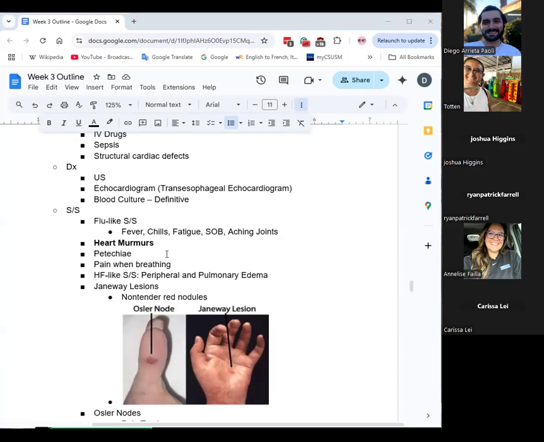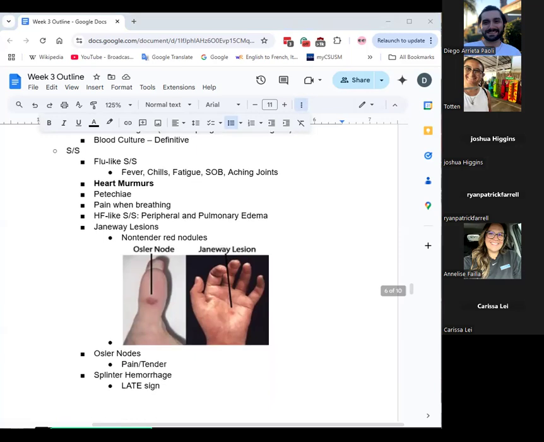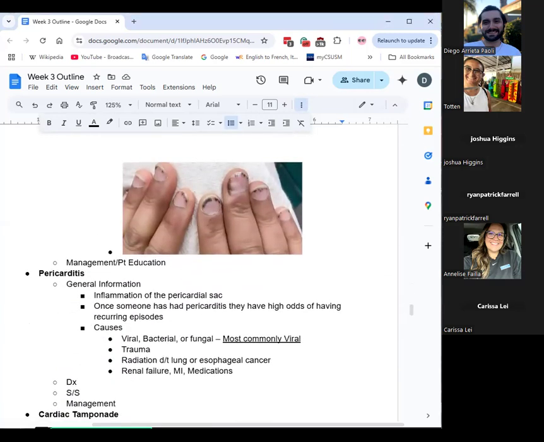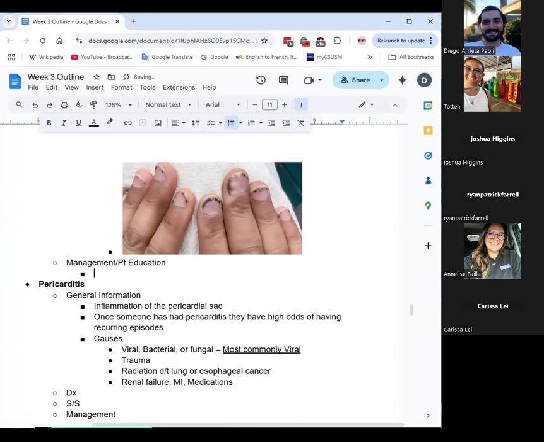Anything else here? We talked about the signs and symptoms. What about the management and some education that can be done for all of this? So how do we treat infective endocarditis?